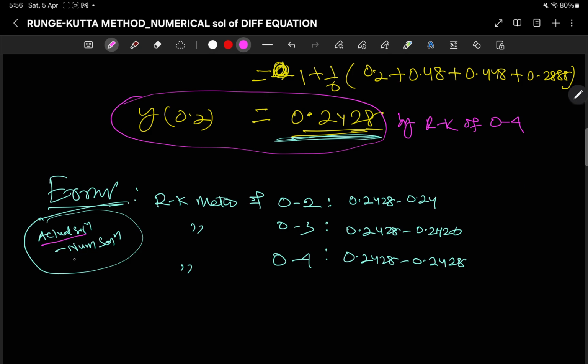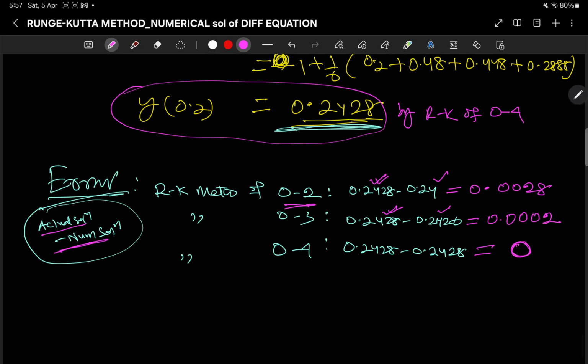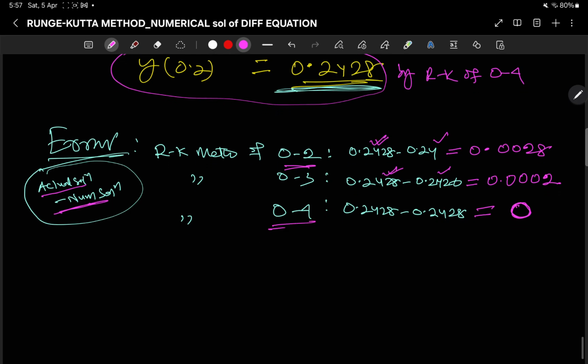The error is actual solution minus numerical solution. This is the actual solution, and in RK method of order 2 it is 0.24. So what is the error here? It is 0.0028. And what is the error here? Actual minus numerical. So it is 0.0002. And what is the error here? The error is 0. Right, you see. So this is by RK method of order 4, the accuracy is quite high. Okay, accuracy is very high, right?